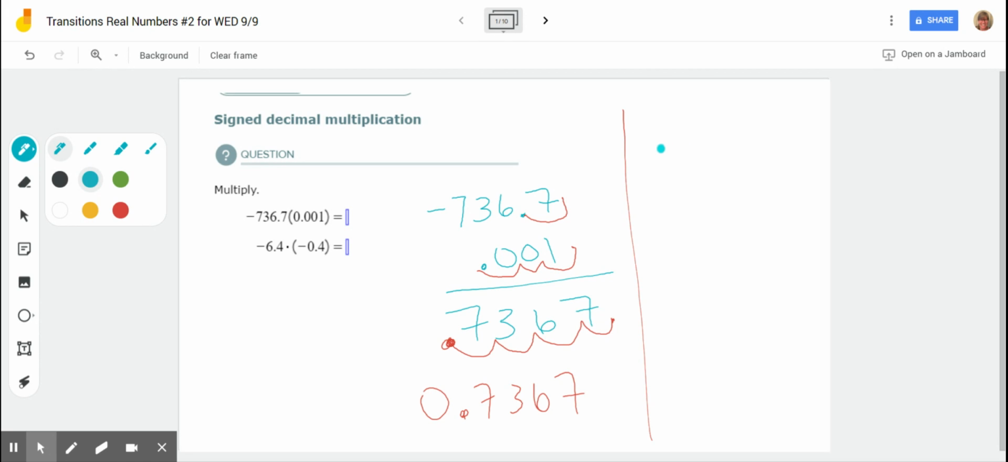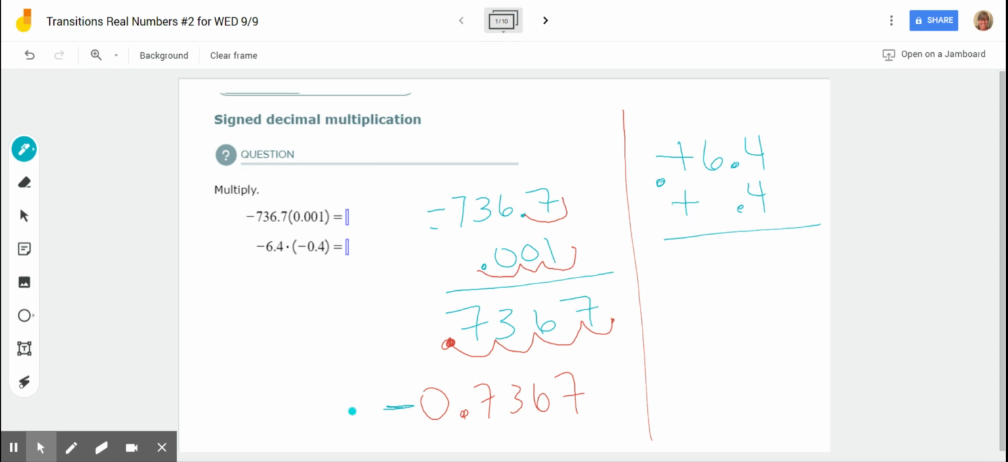Okay, let's look at the second problem. Second problem is negative 6.4 times negative 0.4. Okay, negative times a negative is going to be a positive. Oh, wow. You guys, I forgot about that negative back there. Let's make sure we don't forget that negative. Always go back and double check, I suppose.